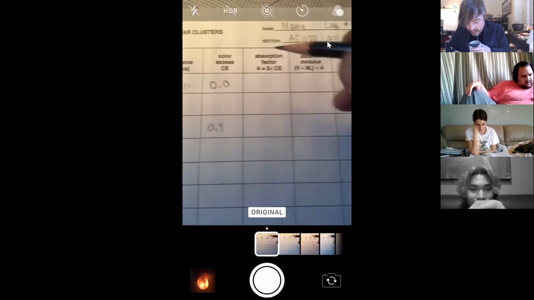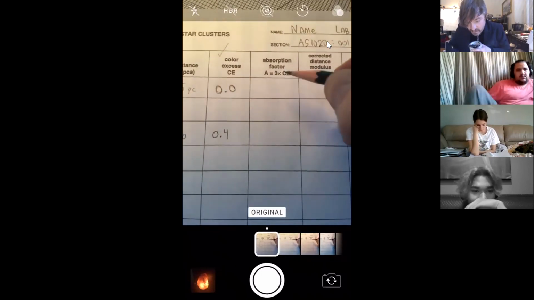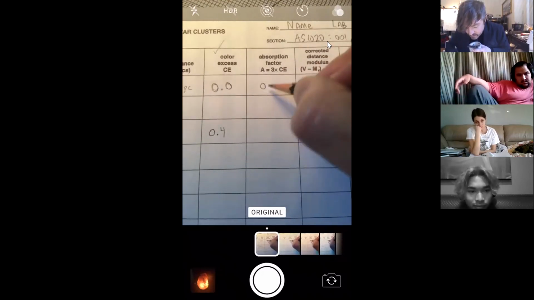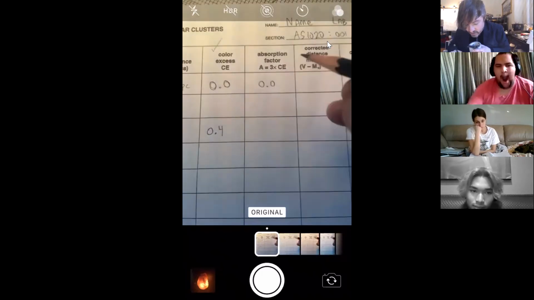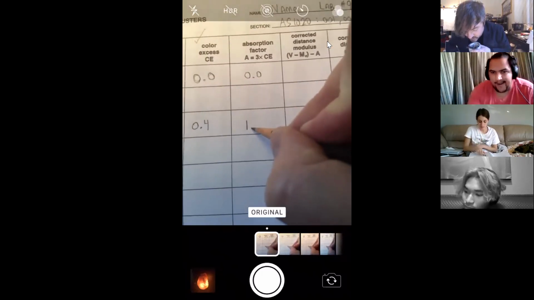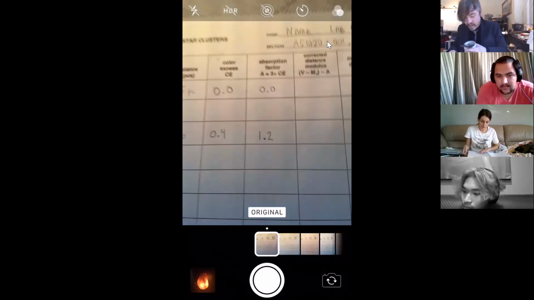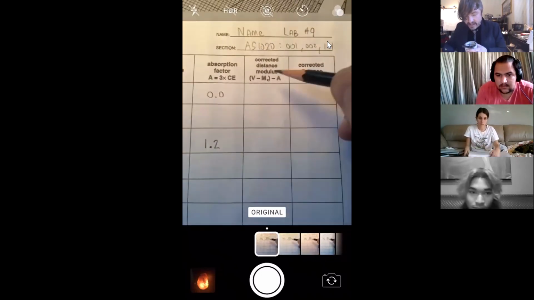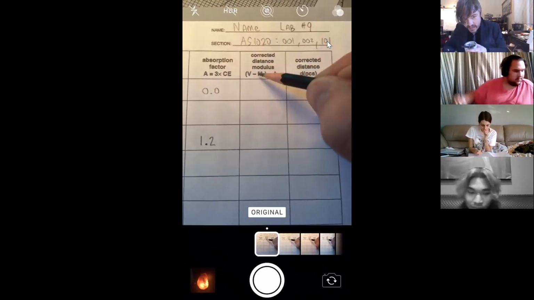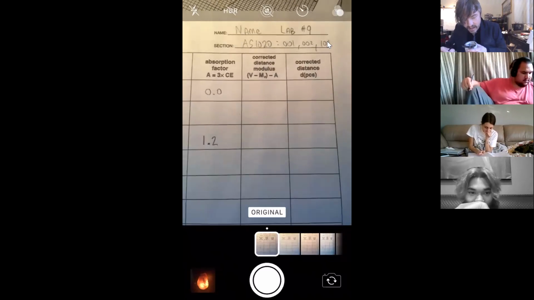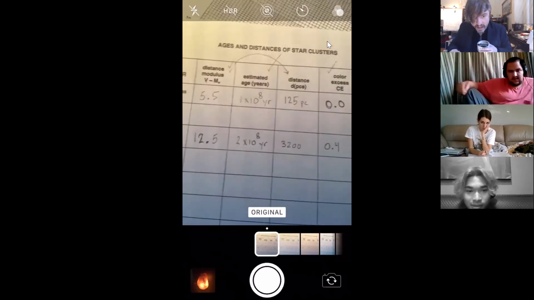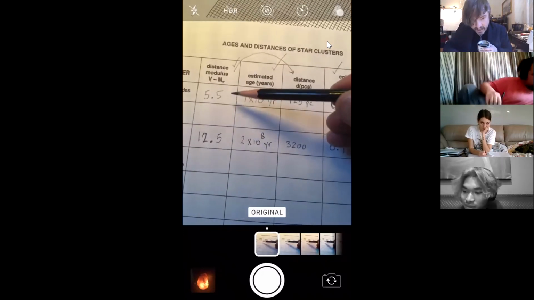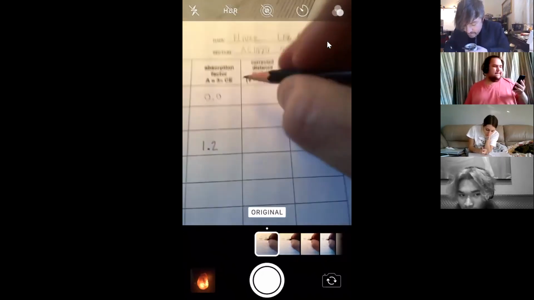Let's find the absorption factor. We multiply by 3. 0 times 3 is 0. What is 0.4 times 3? I think that's 1.2, right? And now we will find the corrected distance modulus. You take the original distance modulus and you subtract the absorption factor. Okay, the original distance modulus for Pleiades was 5.5.